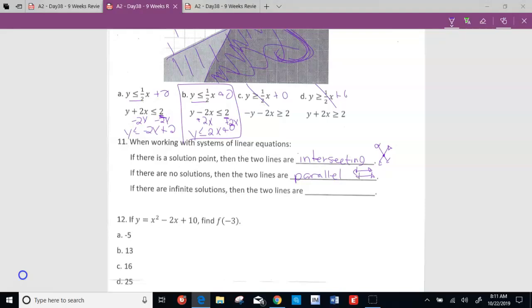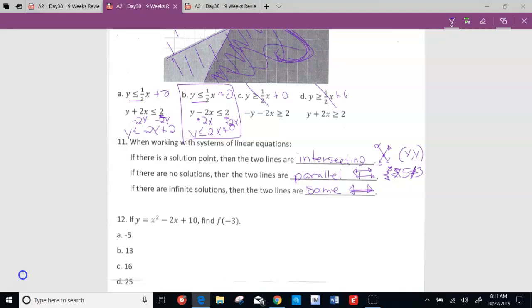And if there are infinite solutions, the two lines are the same. So you're going to get the same line on top of itself, basically, as far as the graphs go. As far as the answers you get, here you'll get an x and a y point. If they're parallel, you get two numbers, like 5 equals 3, something that's not true like that. So that means they're parallel, there's no solution, they never meet.